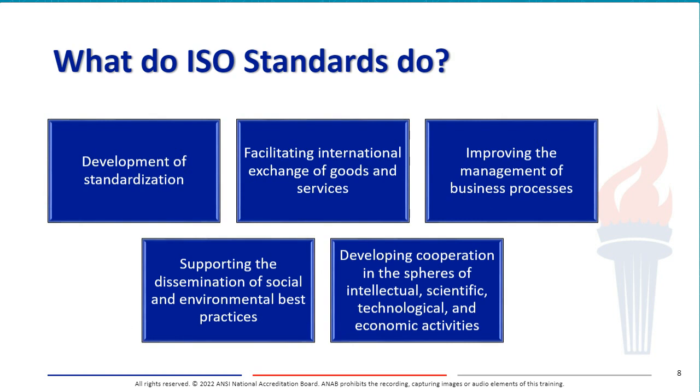What do ISO standards do in general, though? Why do we use ISO standards? ISO standards are used most obviously in the development of standardization. Organizations from all backgrounds implement the same requirements, adhere to the same requirements. This facilitates the international exchange of goods and services by enhancing the confidence in the goods and services provided. ISO standards, when used correctly, improve the management of business processes.